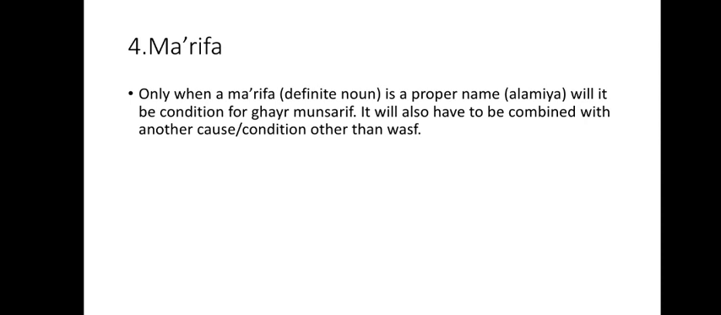The next cause is ma'rifa, so it's quite short. So a definite noun, when it's a proper noun, an alamiyah, so it has to be an alamiyah. The definite noun proper noun has to be alamiyah for it to be considered a cause even. So when we see a ma'rifa word and it's a proper noun, then it can be considered a cause for ghayr munsarif. If it's just a definite word and it is not a proper noun, then it's not a cause. And it does not combine with wasf. It can combine with anything else other than wasf, description or descriptive words. That's because we've explained before how alam, proper nouns, and descriptive words do not combine.